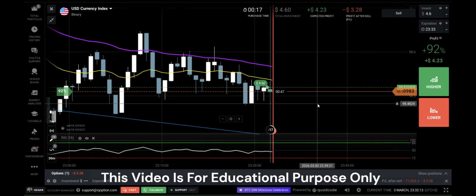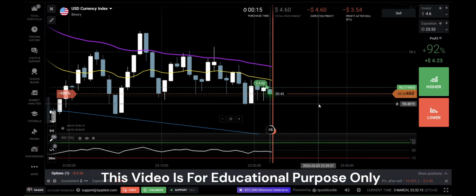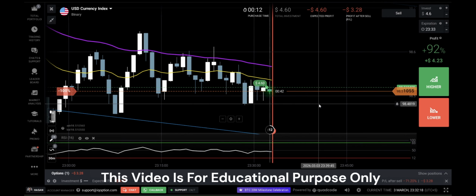Based on this confirmation, I am predicting that the market will move up. Now, let's wait for the result and see how the market reacts.